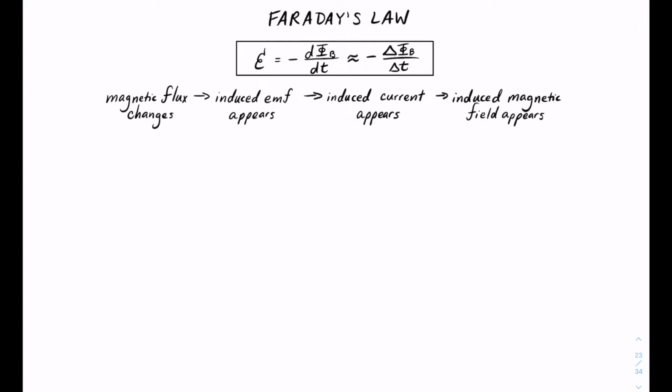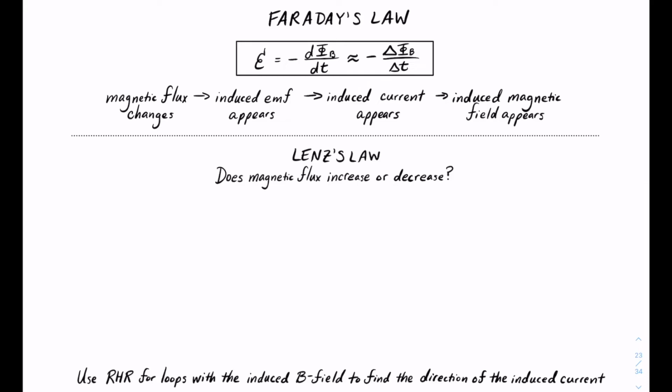While we can use Faraday's law to find the magnitude of the EMF and Ohm's law to find the magnitude of the current, we don't yet have a way to find the direction of the induced current or the direction of the induced magnetic field. And that's where Lenz's law can help us. For Lenz's law, we're going to ask ourselves, does the magnetic flux increase or decrease? And depending on our answer, we'll then use our right-hand rule for loops to find the direction of the induced B field and then find the direction of the induced current.